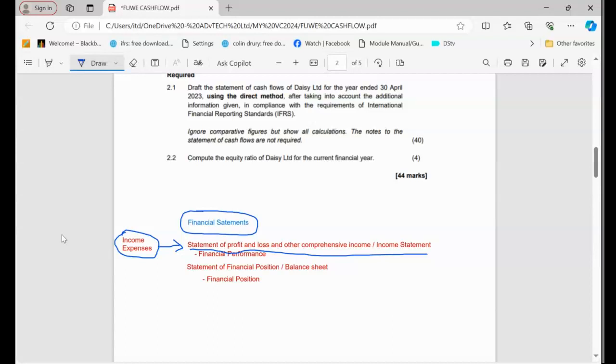You will see by the time we compile the statement of cash flow that the first section will be focusing on incomes and expenses. And where do we find those? We find them in the statement of profit and loss. For now, I just want you to know that in the profit and loss, we put income and expenses because it is where we want to determine whether we made profit or loss. Any question?